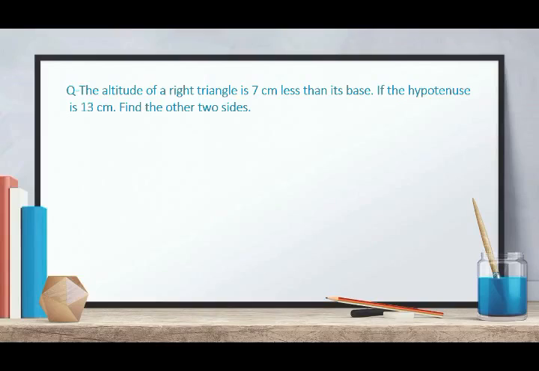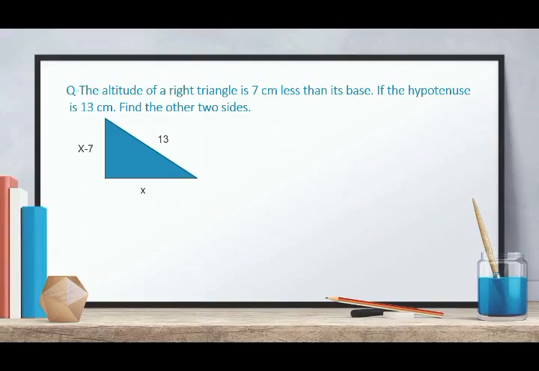Let us take a right angle triangle where the base is x, because it is given that the altitude is 7 centimeters less than its base. So we are assuming the base as x. So what will be the altitude? That is x minus 7 and hypotenuse is 13 centimeters. This is given to us.